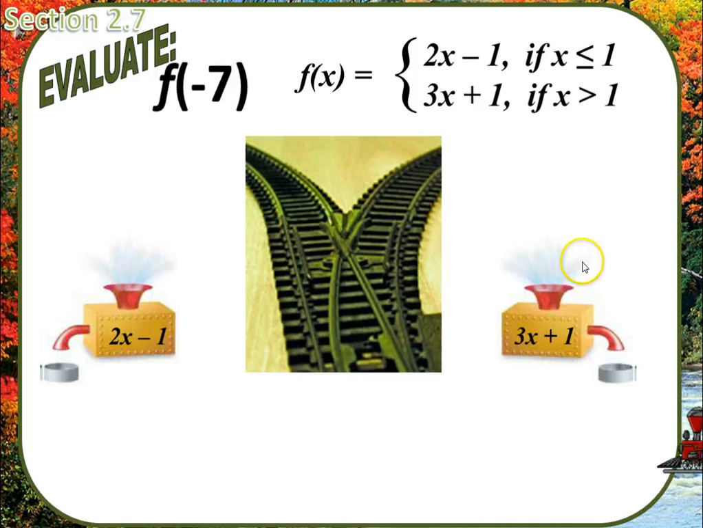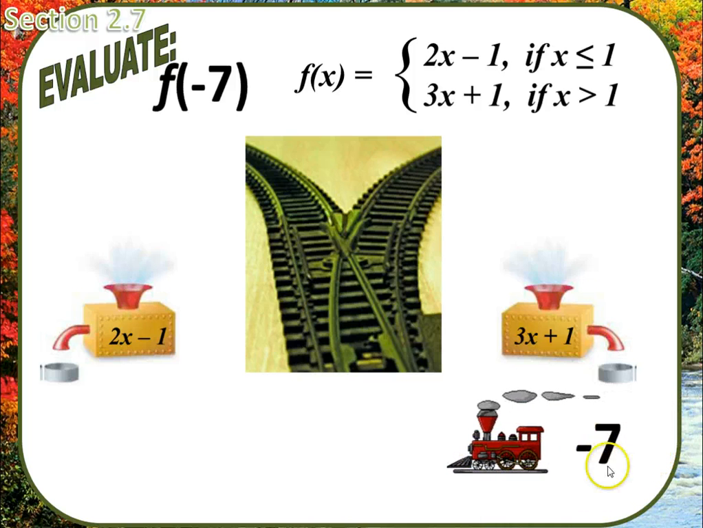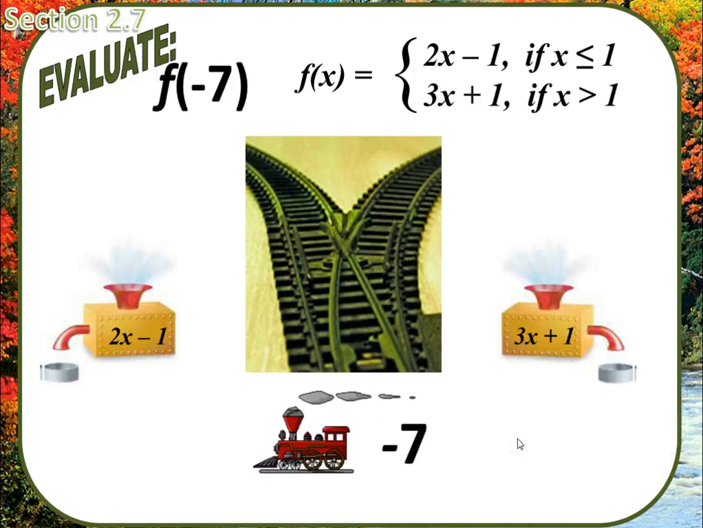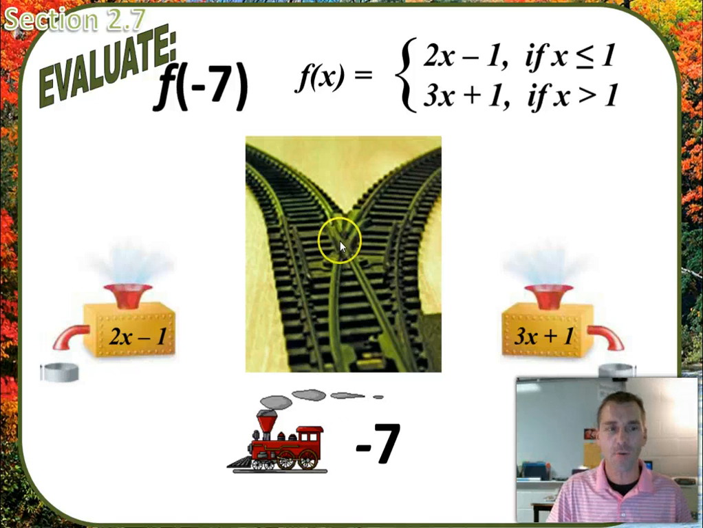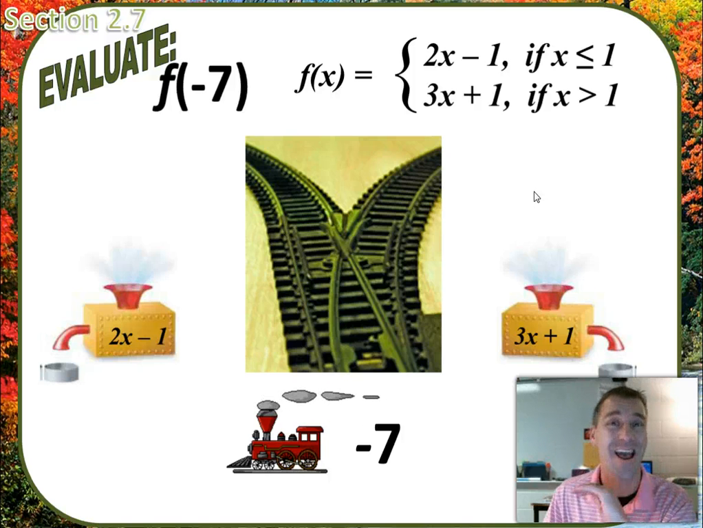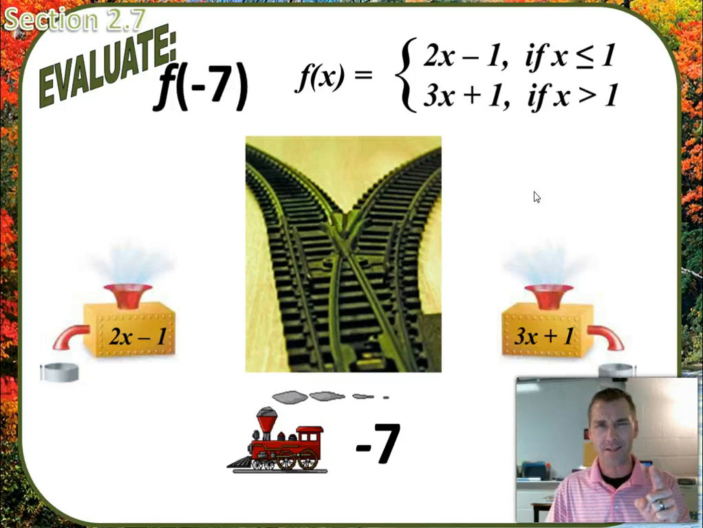Now here's the thing. As the train comes down the track and it's pulling -7, that's my input value. As it comes up here, you have to determine which side you're going to go. Am I going to go to the left or am I going to go to the right? By the way, you don't get to choose that at all. You are being told which way to go. What? I don't like being told anything. Well, in this example, you're going to have to.